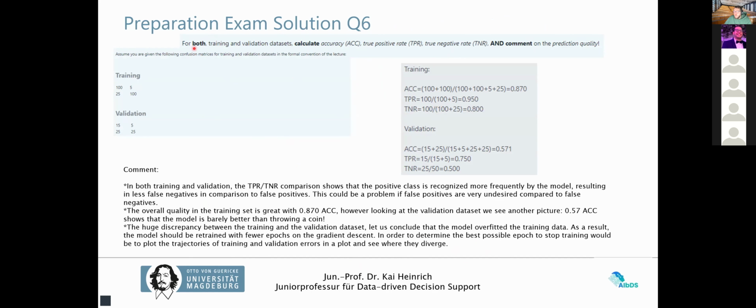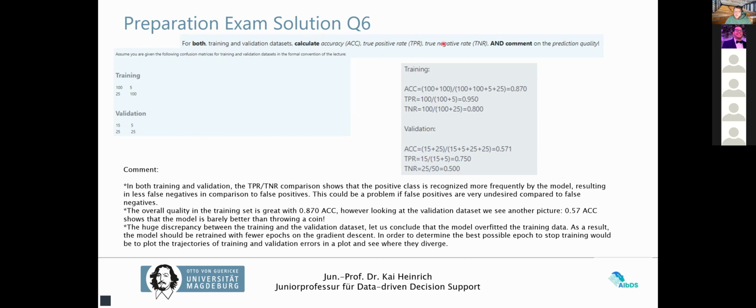Okay, let's look at the task. And again, very important, people forget to do the full task here and they miss easy points. So here, I've printed it in bold: for both training and validation data sets. This is your first guess. You have to do this twice. Whatever I ask you, you have to do it twice. Calculate accuracy, true positive rate, true negative rate, right? You should know what these are.